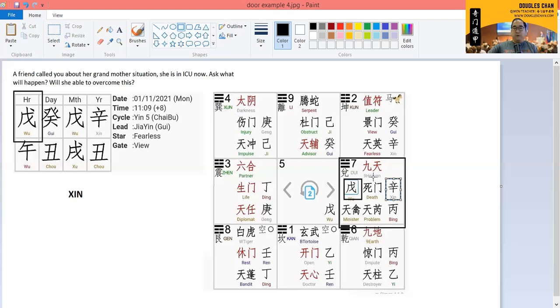Moving forward, what happened was that the friend messaged me telling me that the grandmother had passed away in this situation. So using a Qi Men Dun Jia chart, we are able to forecast what's likely going to happen.